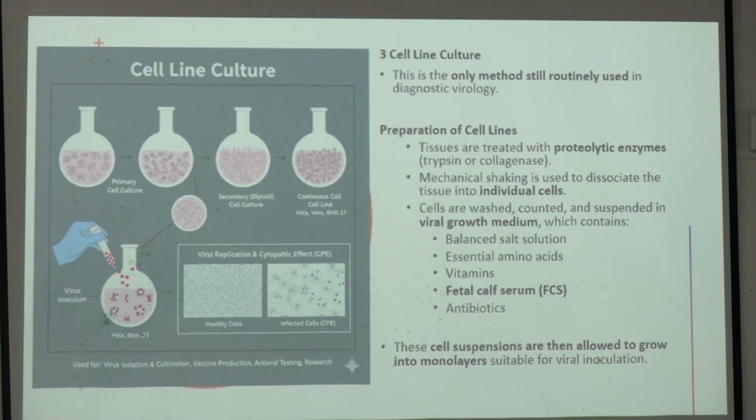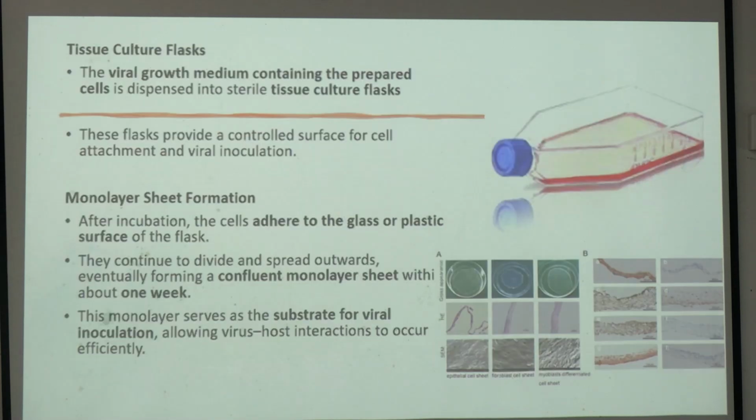So monolayer of cell কে আমরা এরকম একটা গ্রোথ মিডিয়ামে দিয়ে if we inoculate the virus, then we can have a viral population on the monolayer of cells. ঠিক আছে, monolayer মানে কি, single layer of cell. Yes. Then we have tissue culture flask.